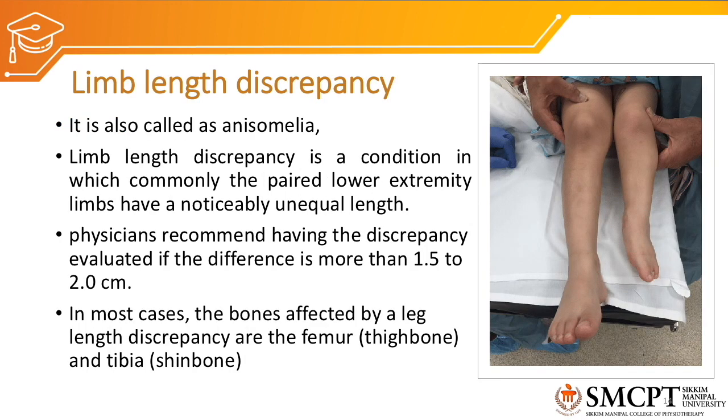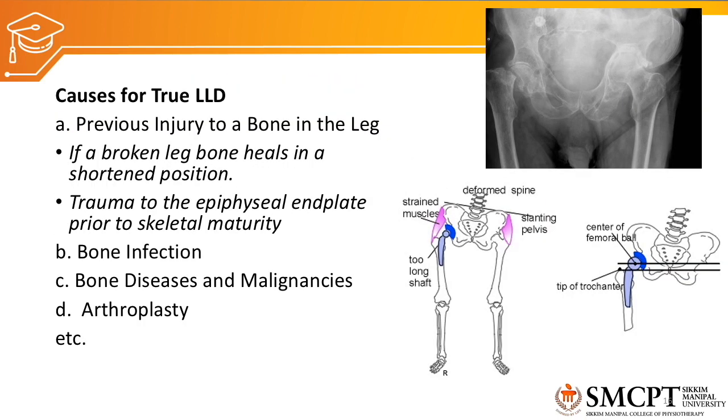Last class we also discussed what limb length discrepancies are. It is also called anisomelia, and limb length discrepancies can occur because of true limb length discrepancy or functional limb length discrepancies. Some of the causes for true limb length discrepancies: injury to the bone directly, where the bone will be shortened because of a fracture, bone diseases or malignancies, etc., or replacement of the joints.